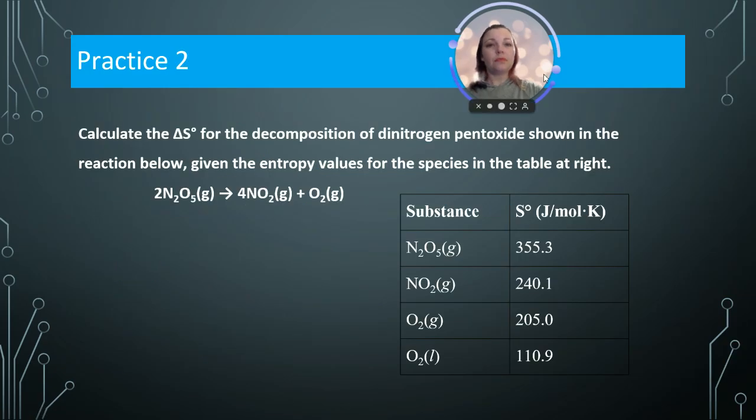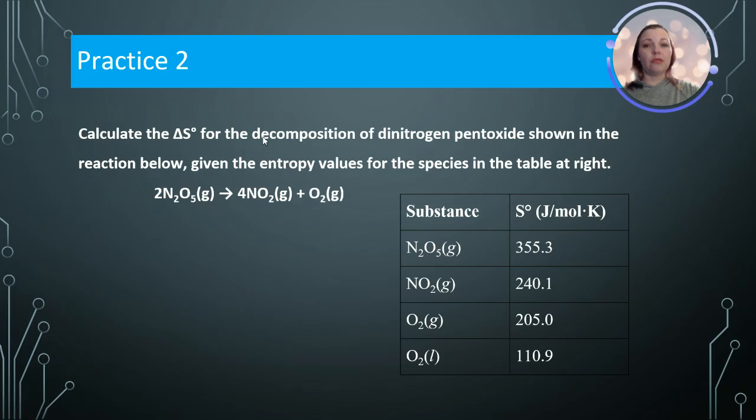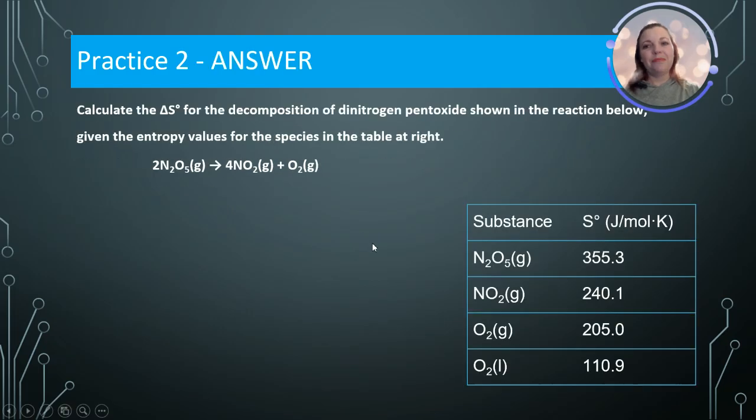So here's practice 2. Calculate the delta S standard for the decomposition of dinitrogen pentoxide shown in the reaction below, given the entropy values for the species in the table at the right. So here's your reaction, here's your species. If you want to try this on your own first, please go ahead and pause the video now. I'm about to go through the answer.